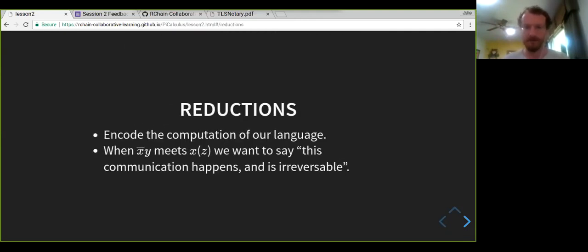And then there are the reductions. So we need to define the actual steps of computation in our language. When we say, x bar y pairs up with an x(z), we want to say this is a communication that can happen. It's an output and input that are meeting. And when that happens, you reduce to another form of your program, and you can't really do that step in reverse.